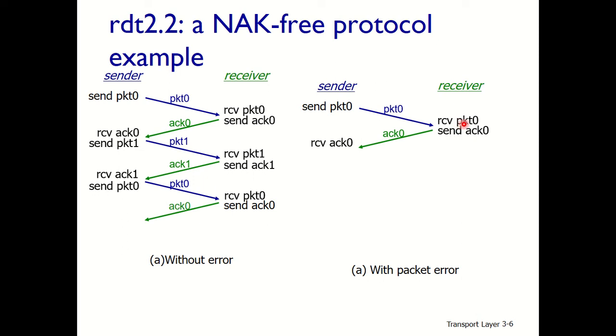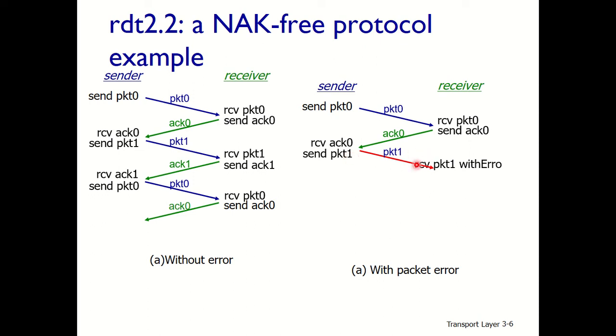So what should be its acknowledgement? Acknowledgement should be acknowledgement 0. Okay, so acknowledgement 0 is transmitted. Now suppose that the sender sends the second packet, packet number 1. Its sequence number will be 1. Why? Because we are assuming the sequence numbers 0 and 1.